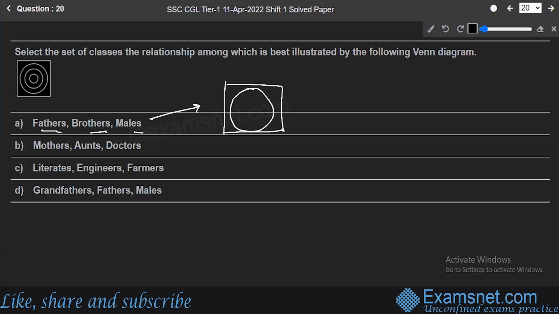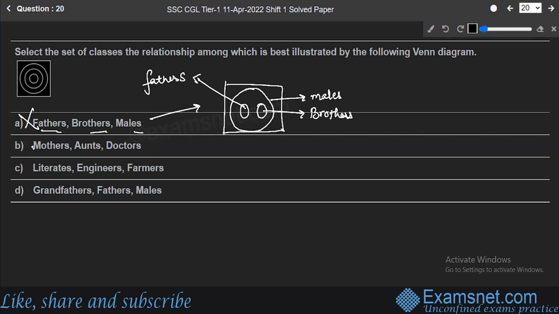So herein, this is a universal set. If I'm taking this entity as a whole males, and this one represents fathers, and this one represents brothers. So this one represents brother, and this one represents fathers. Correct. So this doesn't match. So option A is incorrect. It is not the correct answer.